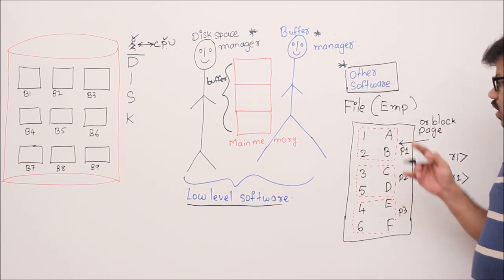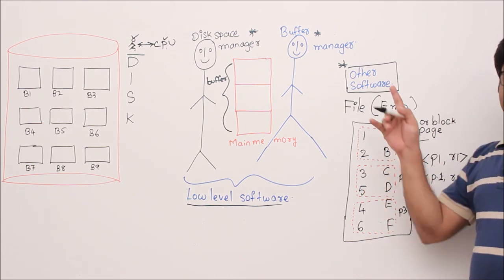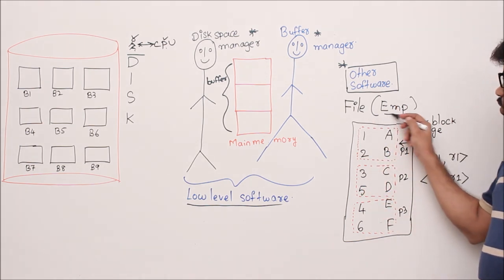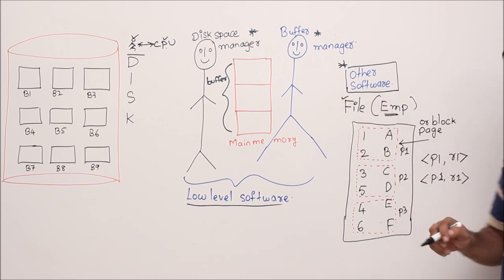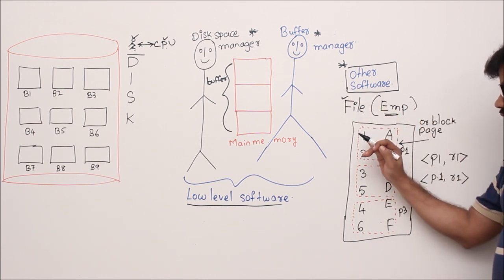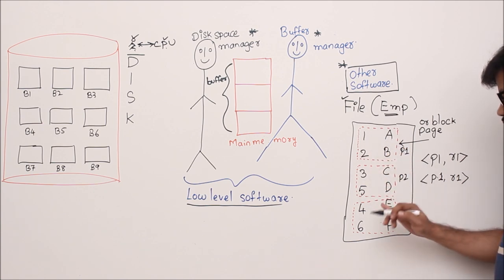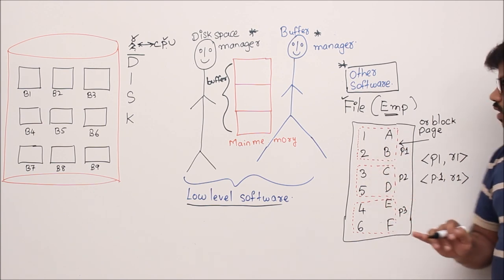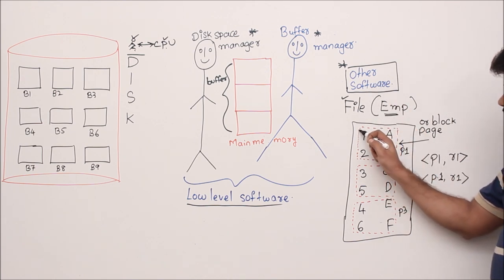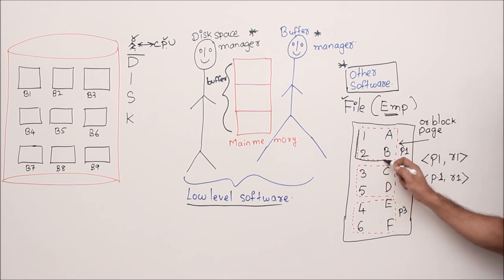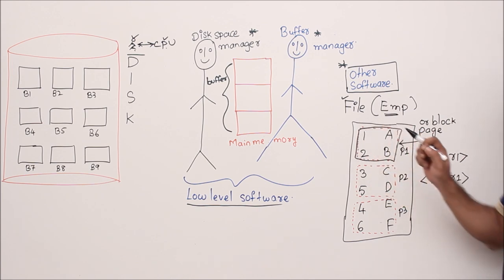Now let's focus on how data will be created first of all. For example, let's say this is your employee table, which is stored in some file called the employee file. So logically your data looks like this, correct? 1A, 2B, 3C, 5D, 4E, 6F. Now this other software, whatever is going to create this data, will imagine its data as this kind of unit that is actually called a page.